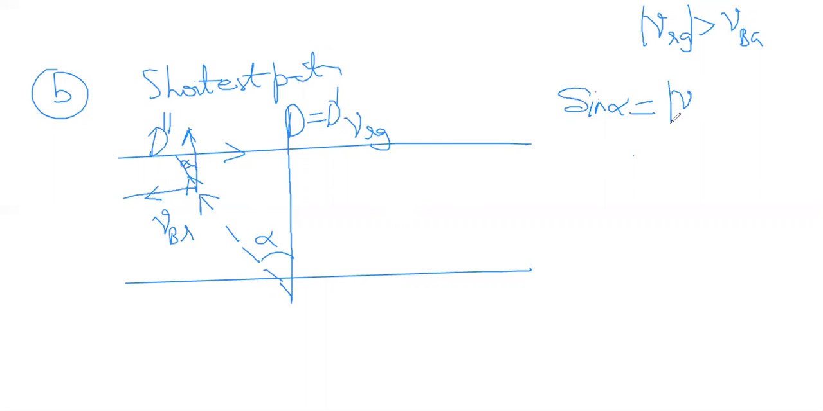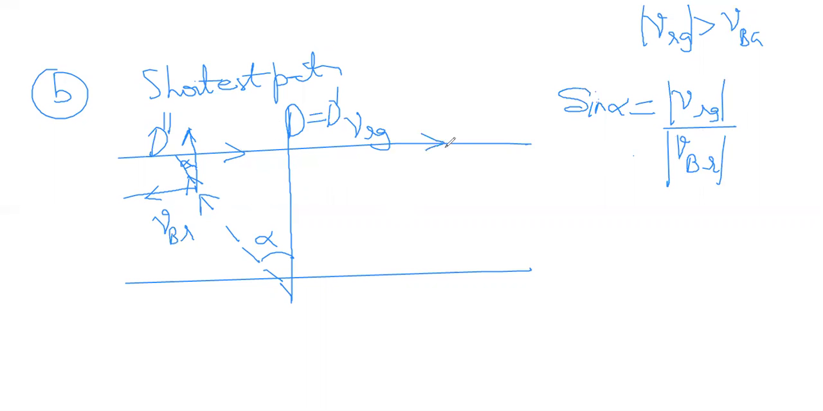The opposite side is how much? VRG by the hypotenuse VBR. Same formula we got, but the only difference is it actually gives no drift. In this situation, no drift, nothing at all. Is it or not? So now, why drift doesn't come also, we will come to know.